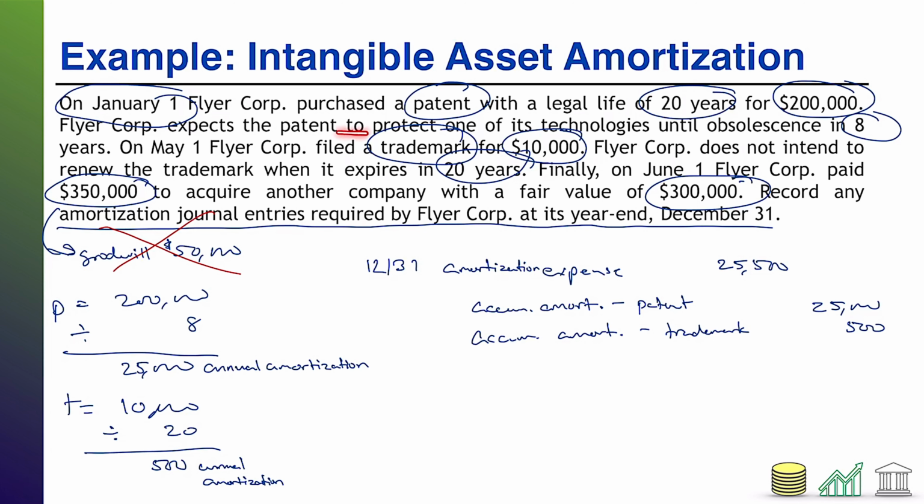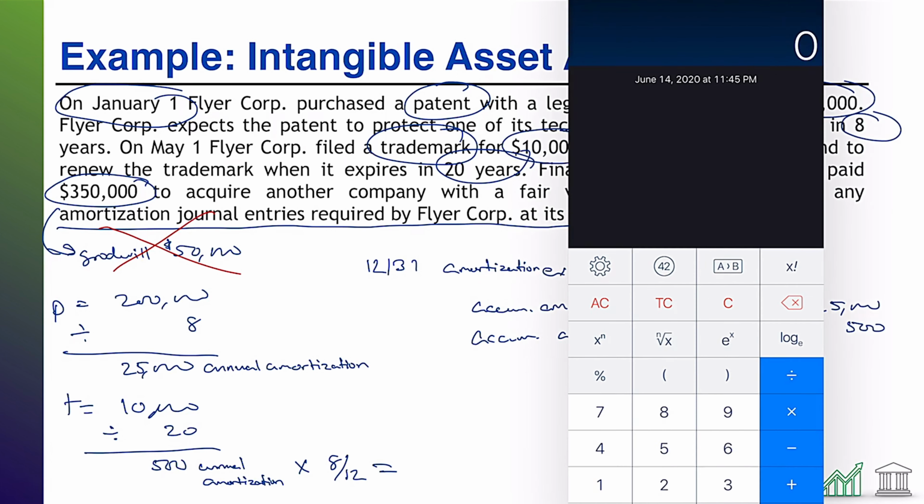However, the trademark was filed on May 1st, and it is now December 31st. Yes, that trademark has $500 in annual amortization. However, it has only been, and here's where I pull out my fingers and I count. I know my video probably isn't on the screen right now, but we've had it for May, June, July, August, September, October, November, December. If my count is right, that is 8 months. So we've only had this for 8 out of 12 months. I'm going to bring out my calculator.